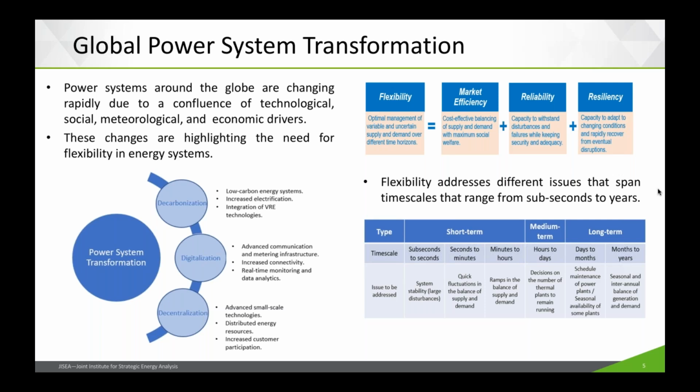And the need to provide flexibility has to be looked at from both a short-term and long-term perspective. So you can see here in the bottom right, the graphic shows how you can think about providing flexibility even from the sub-second level to the long-term month-to-year and seasonal approach, seasonal considerations.